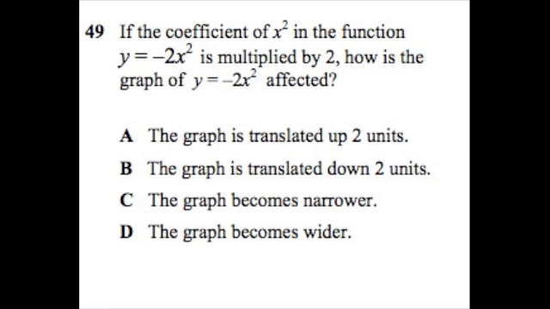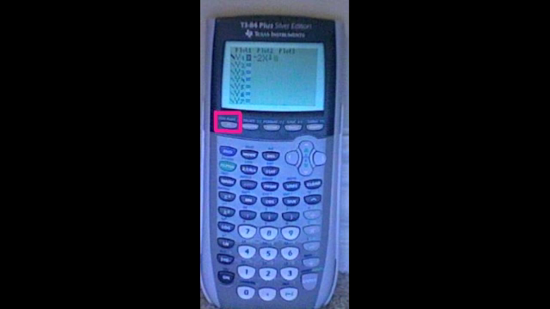The way I did this is I clicked Y equals, which is the button on the top row to the left, and I inputted the root equation, which is negative 2x squared, into Y1. I arrowed over to the left side where the slash is, and I pressed enter to change the type of line that will show up on the graph.